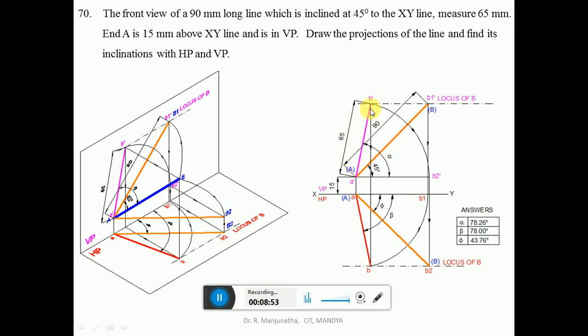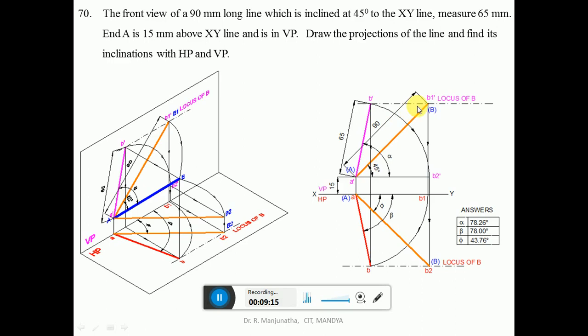Now we know that the distance between the end projectors in the front view as well as in the top view is going to remain the same. So from B dash you draw a vertical projector to the top view, but we don't have the locus of B in the top view, so it will extend further down. But we know the true length in the front view.